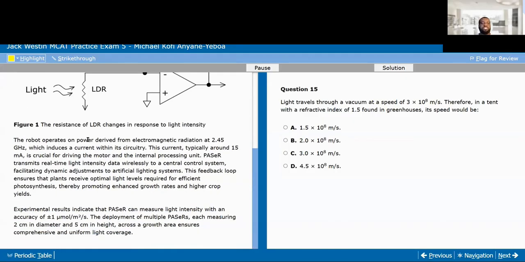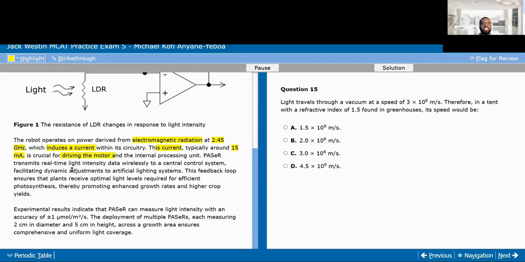That's great. The robot operates on a power drive derived from electromagnetic radiation of 2.4 kilohertz. That's important. Any numbers you see, I'll say try to highlight them, which induces a current within the circuit, right? So we have a frequency that induces a current. That's the highlight of that sentence. This current, so now we're going to be talking about the current, right? This current, typically around 15 milliamps, is crucial for driving the model and the internal processing unit. So the current drives the model and the internal processing unit.